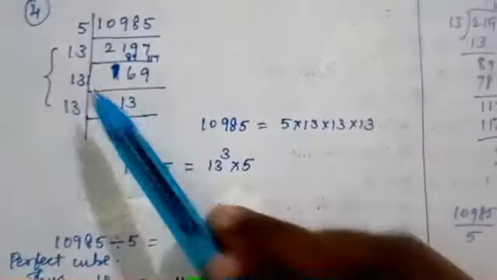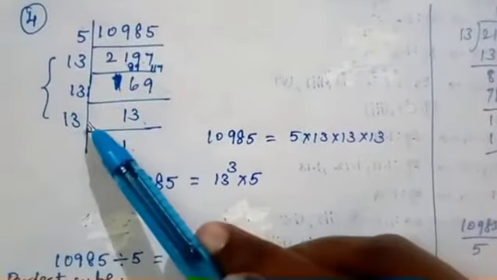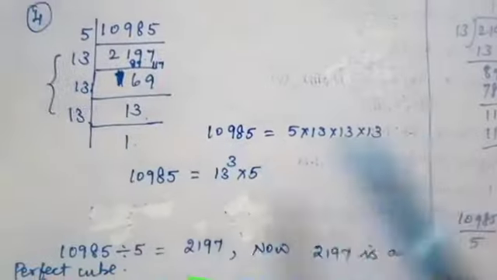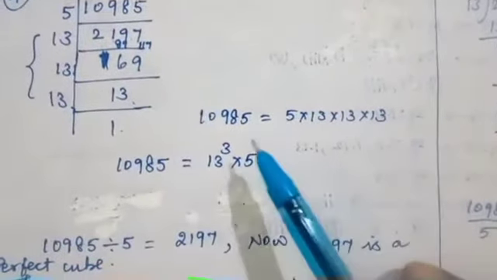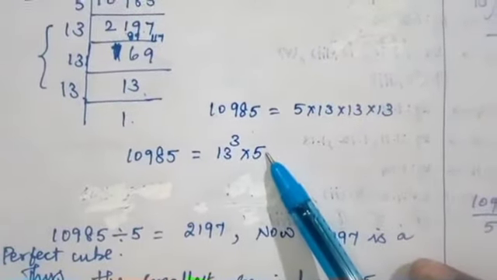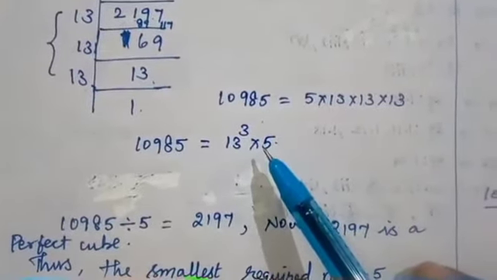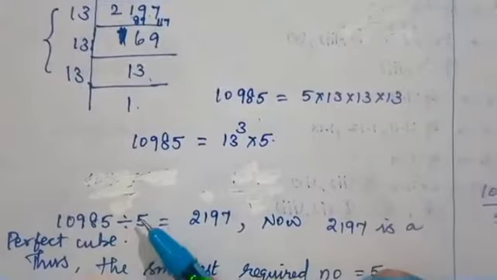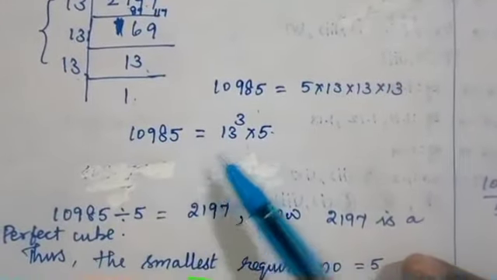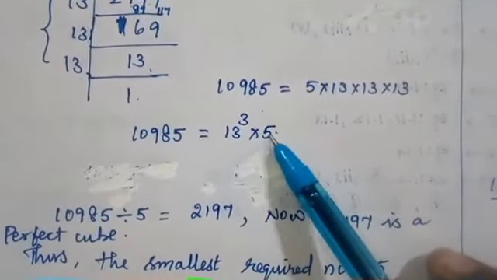Now you make it a cubic number: that is 5 into 13 into 13 into 13, that is 13 cube into 5. Suppose the smallest number is divided into the given number and it becomes a perfect cube, that smallest number we want to find.